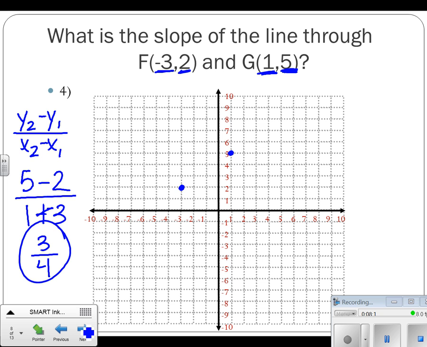I can also see, if I were to connect these points that I graphed, rise 3, run 4, I can see the slope is 3/4 there too. So there's 2 different ways here. You can see it with the steps in the picture, rise over run. You can also use the slope formula to find 3/4 as well.